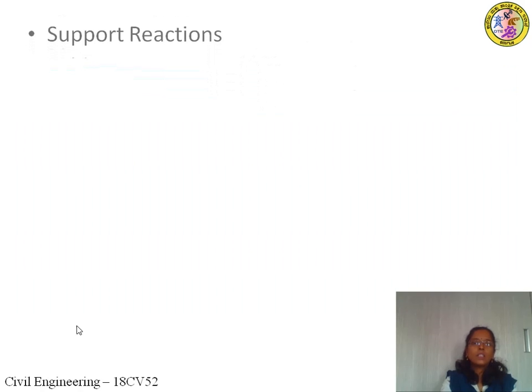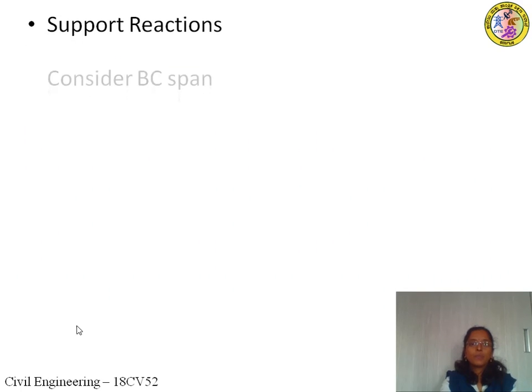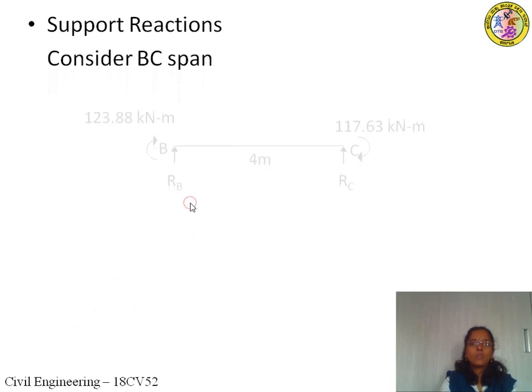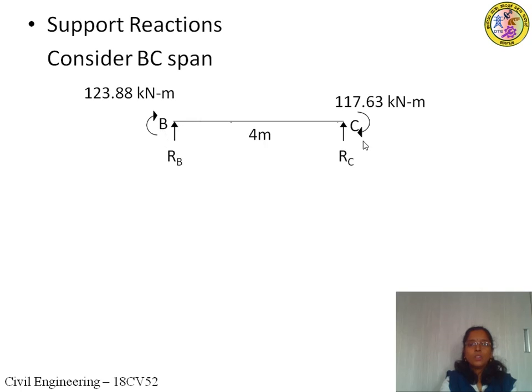So let us find the support reactions. First consider the horizontal member. RB and RC are the reactions at B and C along with the end moments of MBC as 123.88 and MCB as 117.63. Let us apply sigma Fy equals 0. Since no vertical loads are acting, RB plus RC should be equal to 0.